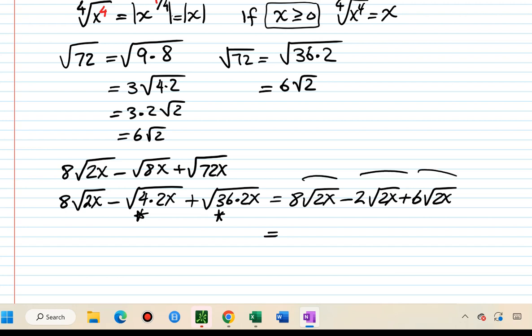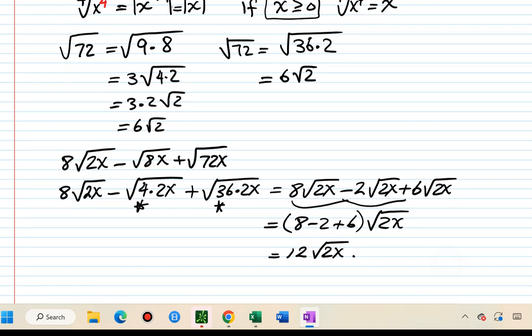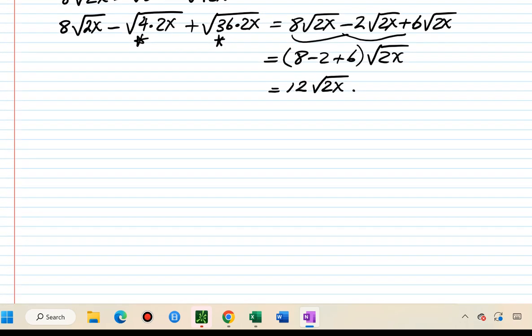Notice now we have like radicals. And when we do, we simply combine the coefficients. 8 minus 2 plus 6, and choose one common radical. So this is going to be 12. 8 minus 2 is 6, 6 plus 6 is 12 radical 2x. And there you have it. And that's pretty much it.